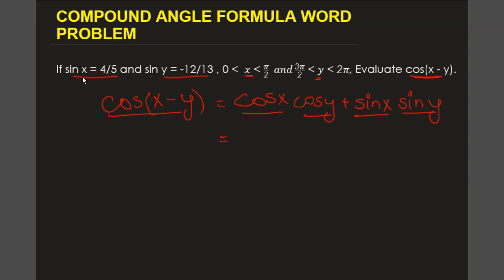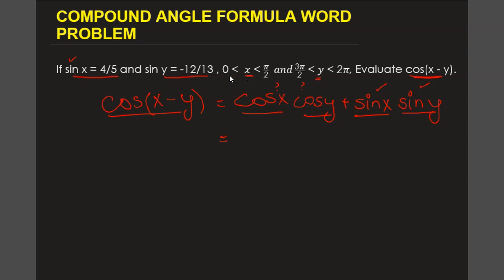When we look at the question, we're given the value of sin x, which is 4 over 5, and we're also given the value of sin y, which is negative 12 over 13. But we do not know the value of cos x and cos y. So where do we get this from? In order to get this, we will see where angle x lies and where angle y lies.